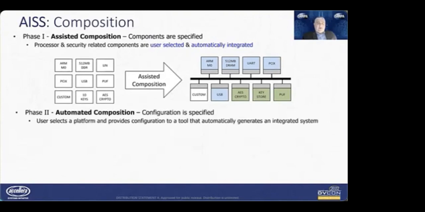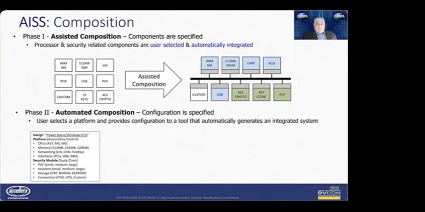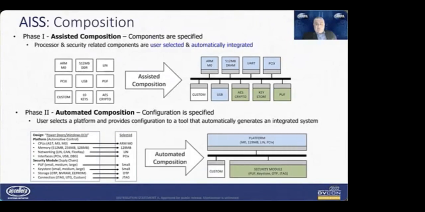In the second phase of the program, we do automated composition, but in a different way. Now, our starting point is a platform, and this platform has multiple parameters to choose from. For instance, there may be several types of CPU available in the platform, or different communication protocol engines. An engineer in this case would make selections of the parameters that are important for this application, and then we automatically generate this integrated platform connected to a security module.